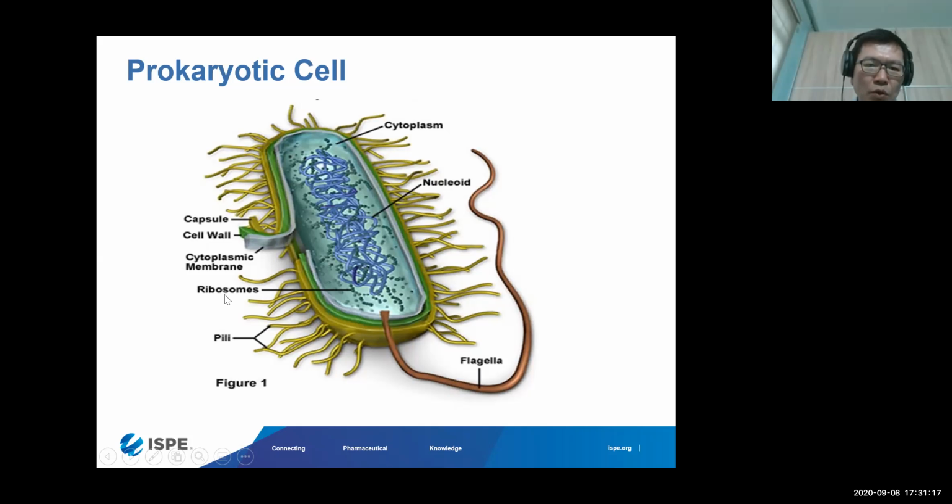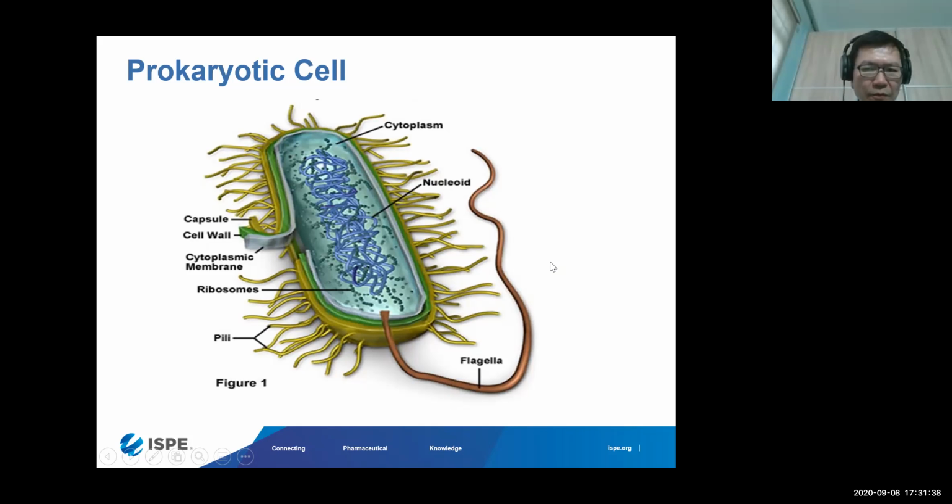And you have the ribosomes. Ribosome is basically to make the proteins for the cell. And you also have the cytoplasm, which is basically a solution that fills up the inner side of the cell. So these are some of the components of the microorganisms.